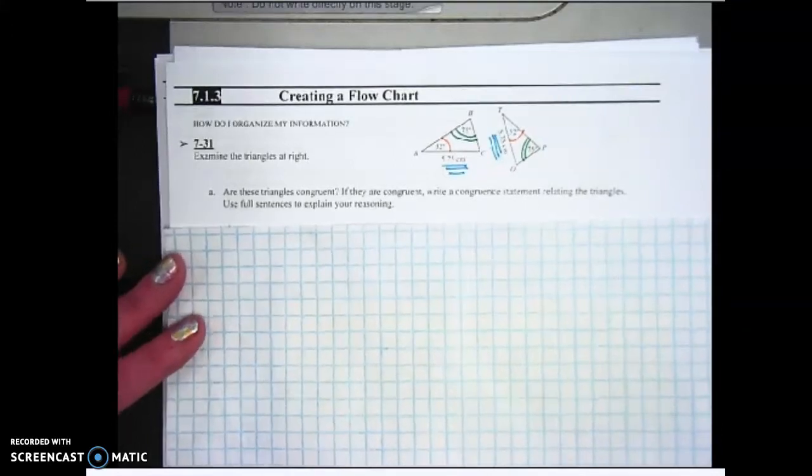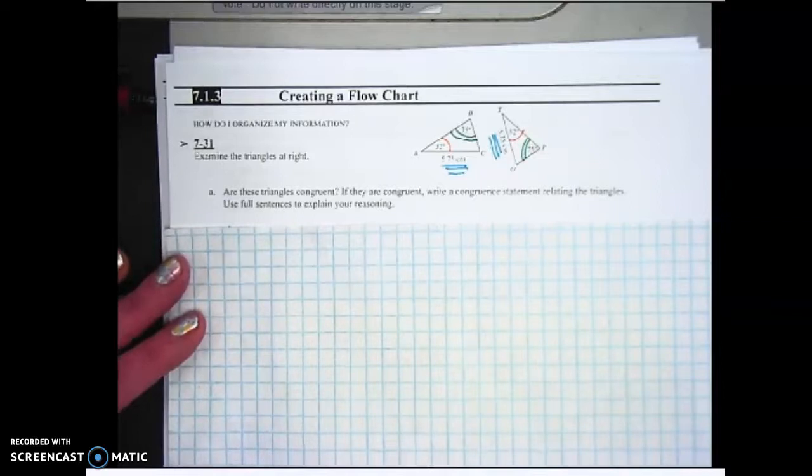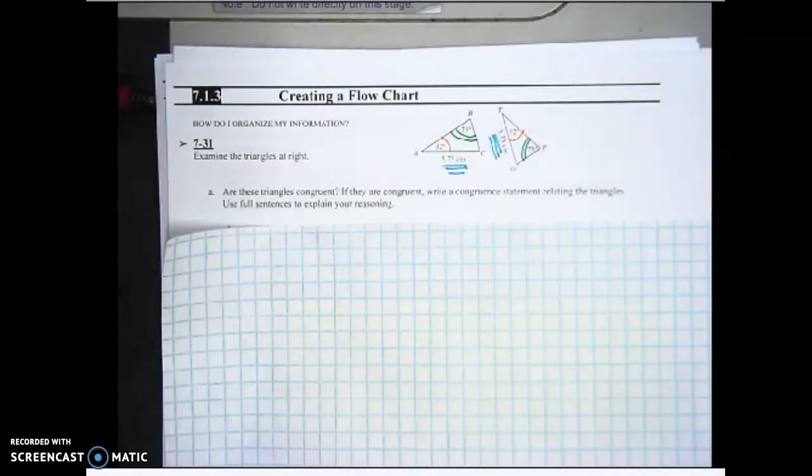Question A says, are these triangles congruent? What do you think? Anybody know if these two triangles are congruent? Do we have enough information? Yes. Yes, they are congruent. And we had two options yesterday. Of the two options that we learned yesterday, how are these two triangles congruent?